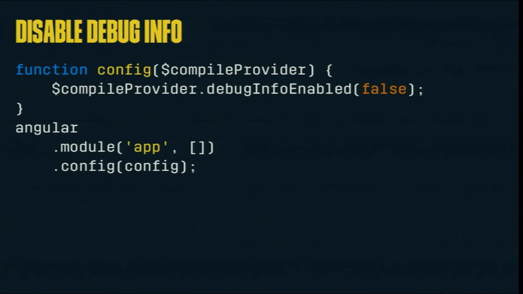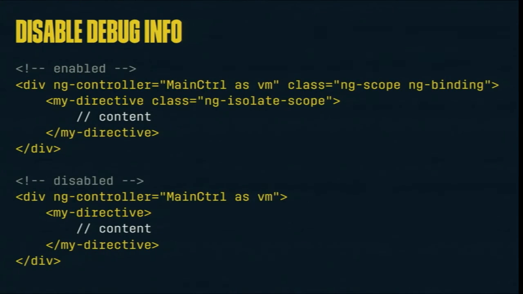Another magical one-liner, with exactly the same similarities to the previous one. Just inject the compile provider and call debugInfoEnabled false, which is a bit of a mouthful. You could just call it debug disable or something, make it a bit clearer. So what does this do? When it's enabled, you've obviously been using inspect element. You see all these bindings that Angular binds to it. So you get all this ng-scope class, ng-binding, ng-isolate-scope on the my-directive example. And then when you disable it, you can see in the next code chunk, there's none of these classes.